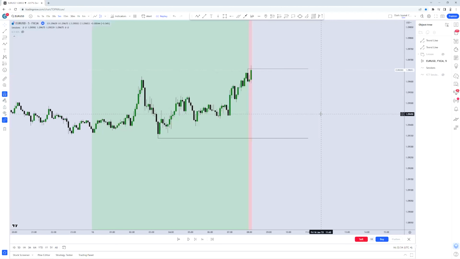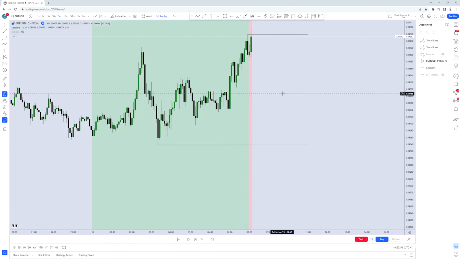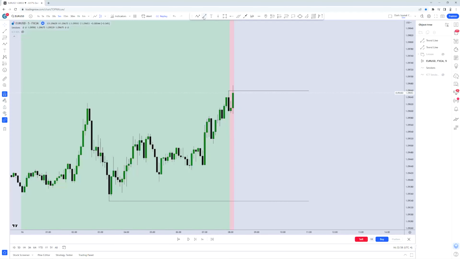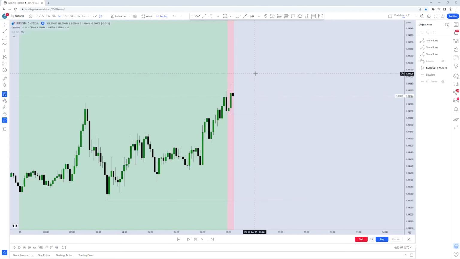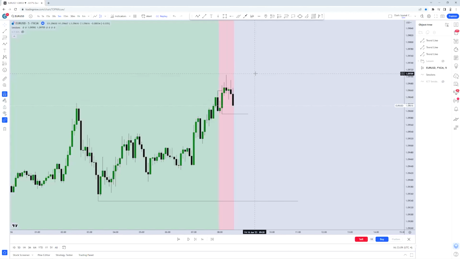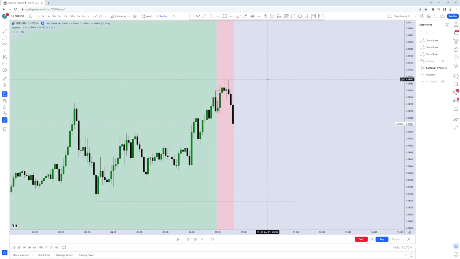Here we go. We have broken above the highest point. We expect to see an impulsive change of character. Those things remain the same always. So an impulsive change of character with the creation of a fair value gap will do it. Let's check it out. Here the low remains this one as we see it right here. And there we go, we have the impulsive change of character on the 5 minute time frame.